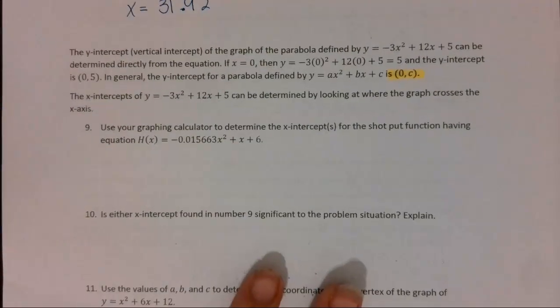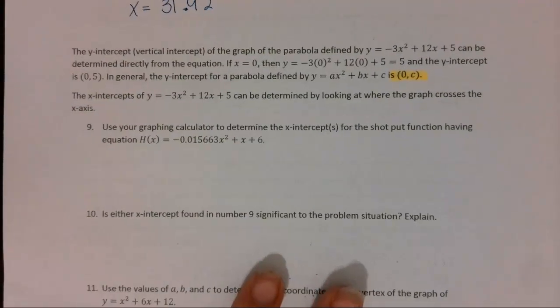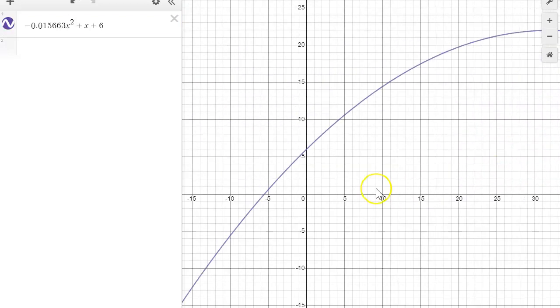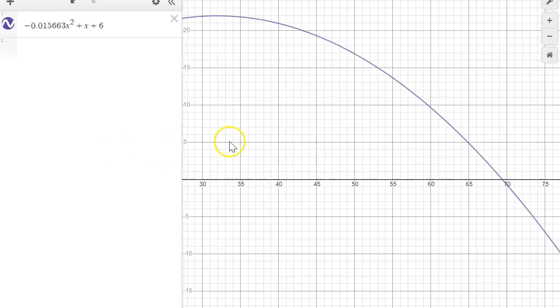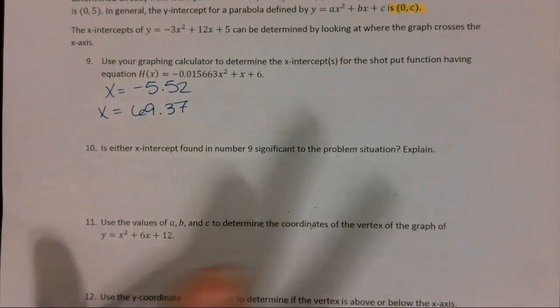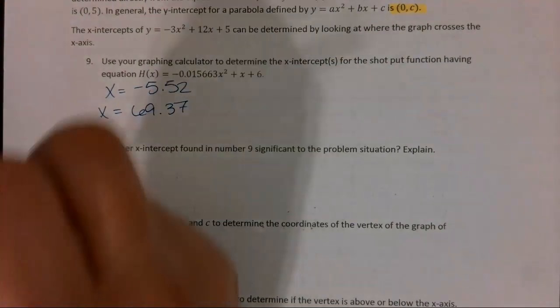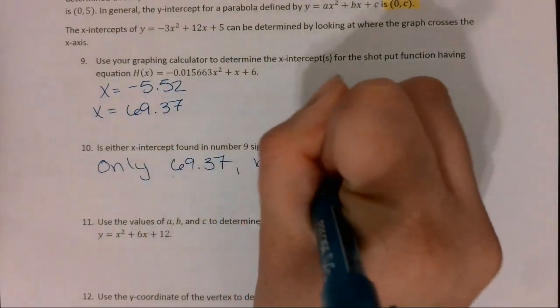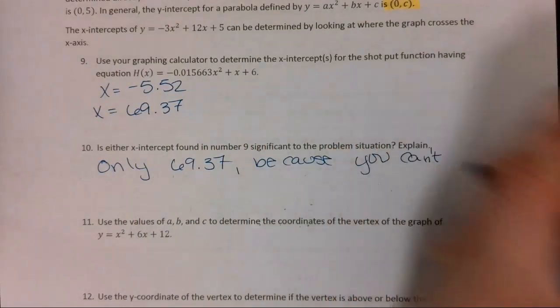Number 9 wants me to find just the x-intercepts. So we need to look at the graph again, and I'm looking for where it crosses. It crosses at negative 5.52. Oh, and it doesn't cross at 70, my bad. It's 69.37. Okay. If we go back to our paper, it's asking if either x-intercept is a solution to the problem. So only 69.37, because you can't go back in time. Remember, our x-axis was time.